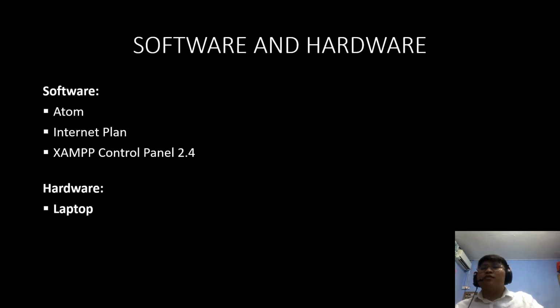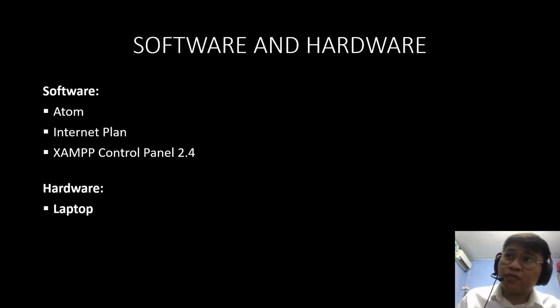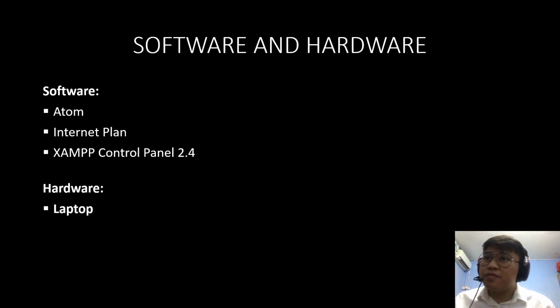Software and hardware. For the software, we are using Atom. We have our own internet plan, and XAMPP Control Panel 2.4. Inside the system, we will be using the Python programming language to develop our framework. And for the hardware, we are using our own laptops to develop. Right, let's move on.